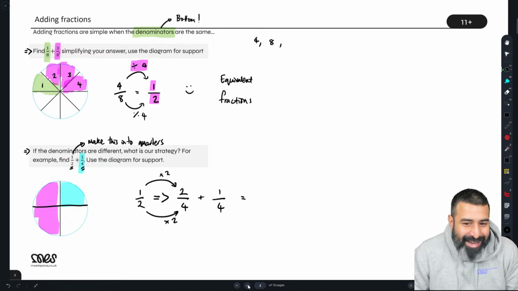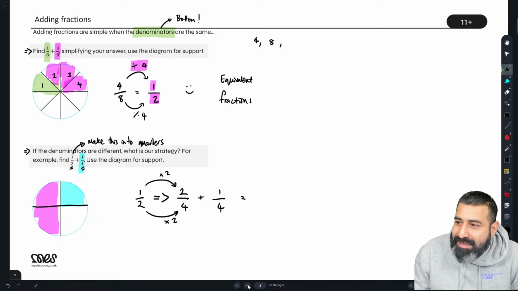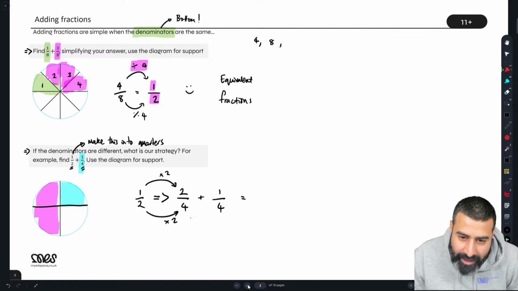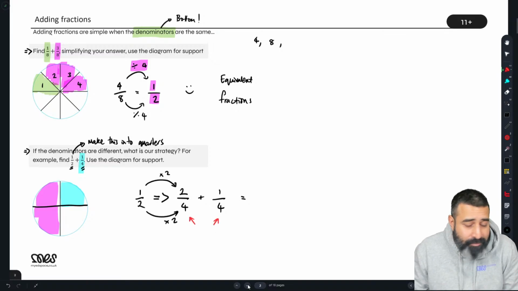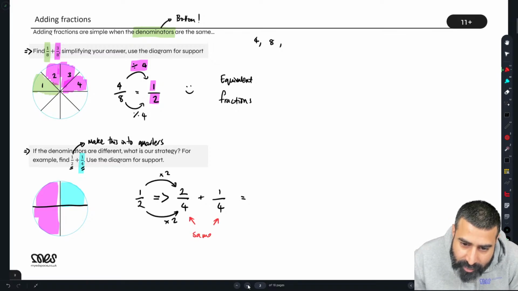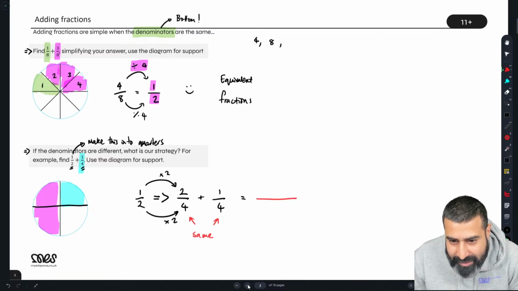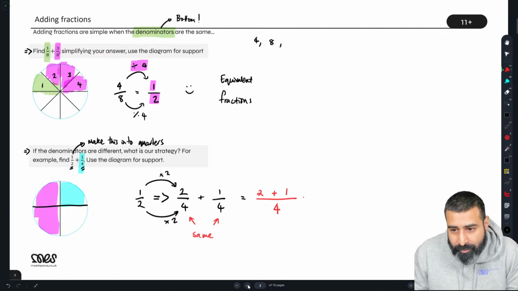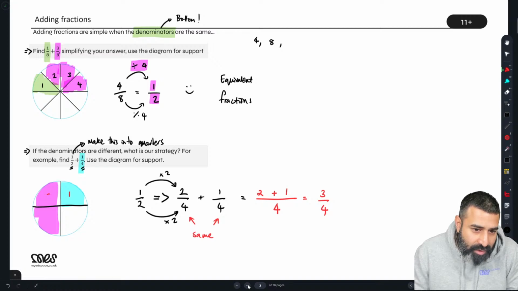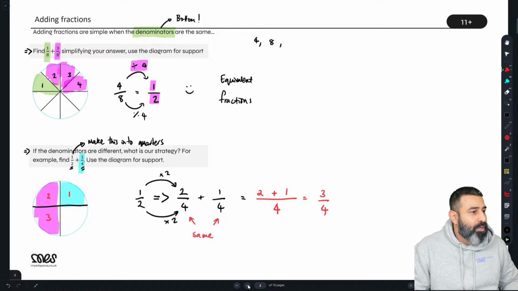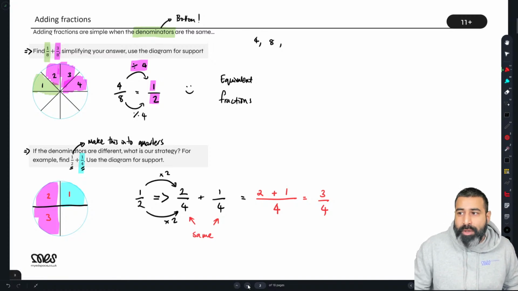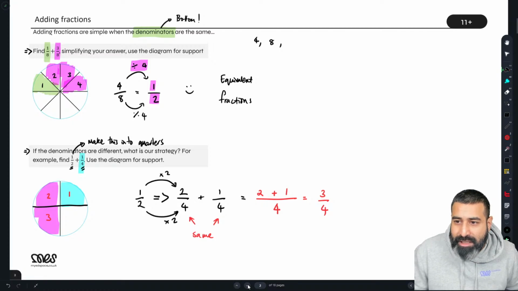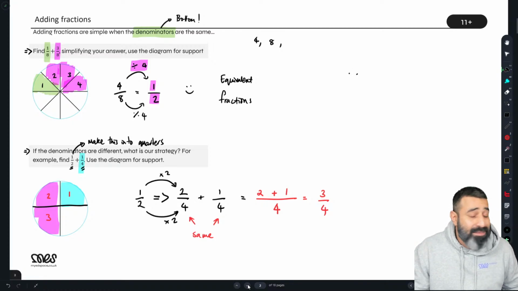He has to be. Okay, so now the denominators are exactly the same. So what we can do when the denominators are the same, the denominator stays as 4. We can simply add up the numerators. So this becomes 2 plus 1. So we have 3 quarters. You can see that there's 1/4, 2/4, and 3/4. Okay, shaded in.